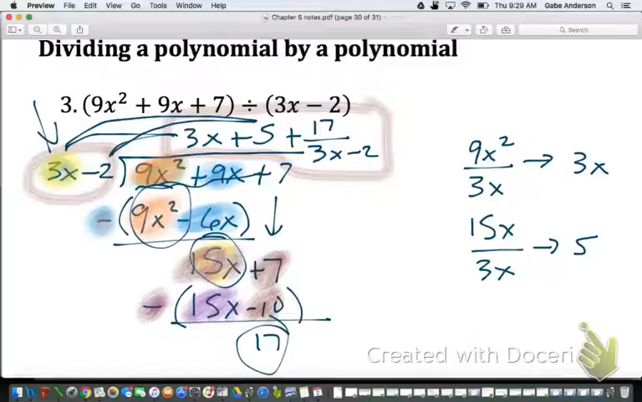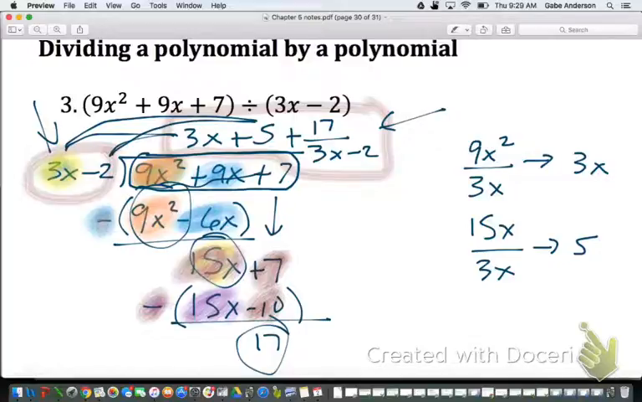A couple of other things I want you guys to notice real quick. Did you notice that our original dividend was in nice, beautiful, descending order? This is worth your time. Look at your answer. It's in descending order. The exponents go 1, 0, and technically negative 1. So if your quotient, if your answer does not go in descending order, we got a problem, right? It should go 1, 0, negative 1, or 3, 2, 1, 0, negative 1, or something like that.